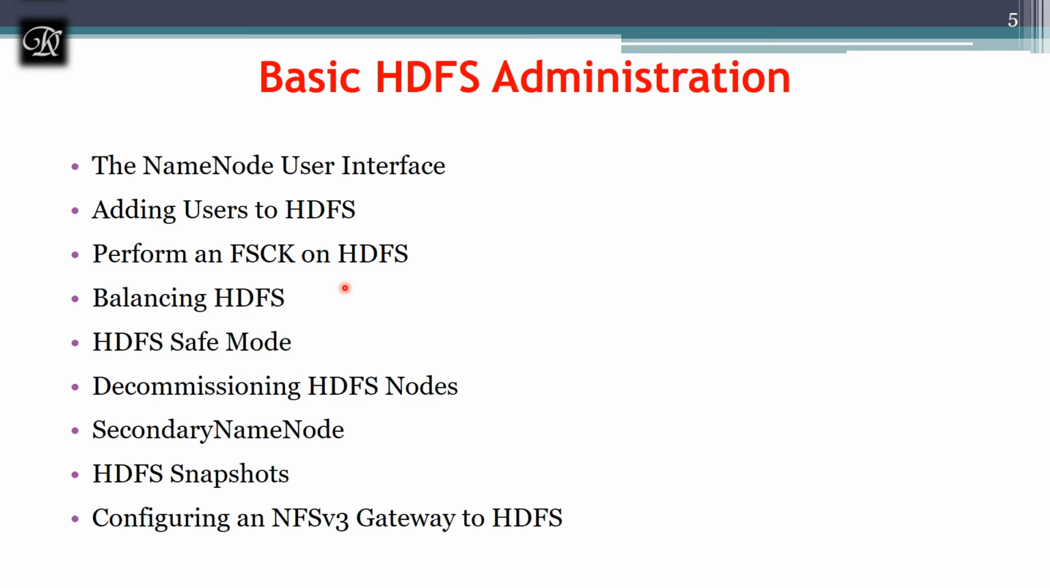And if you want to print the locations, it's going to give -locations. And if you want to print the locality of the network topology for the racks, it will give you -racks.